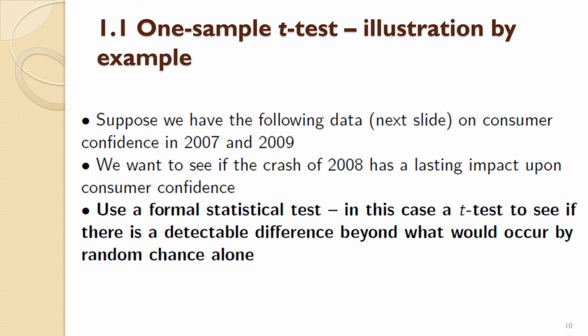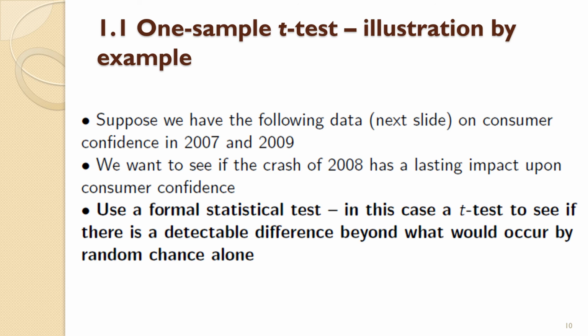This gives you a measure of the difference in consumer confidence for each month, and then you want a statistical test, in this case a one sample t-test, to see if this difference variable has a mean that is significantly different from 0. If the mean of this difference variable is significantly different from 0, then this gives you evidence that there is a tangible, detectable effect on consumer confidence that is caused by this crash.